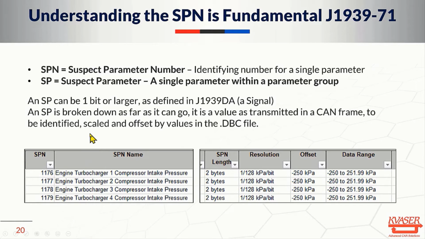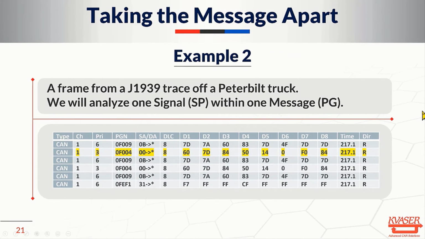There are over 20,000 SPNs in J1939. So there's a lot of signals defined in J1939. They're all spelled out in the digital annex, J1939DA. You need that to possibly understand what all of the signals are that J1939 transmits. Here is another example of a block of data shown a little bit differently from a different tool. We know the PGN, we know the source address and destination address, we know the data length code. They're all 8 bytes per frame here.